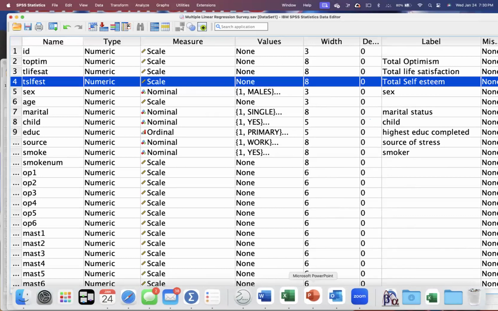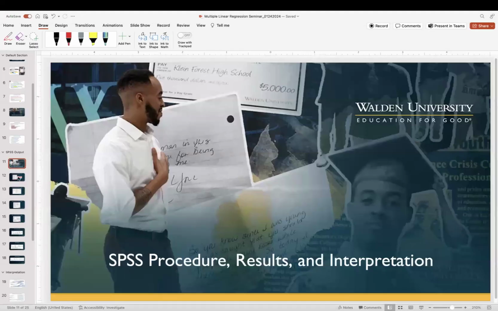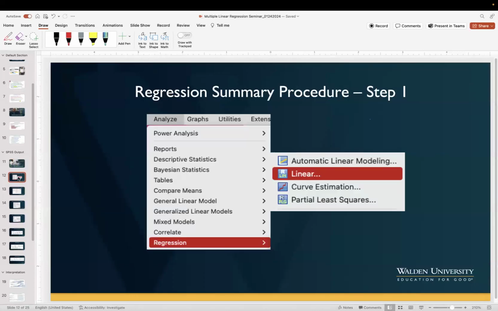Okay? So now, what happens in SPSS, and we'll do this live in SPSS, is you're going to go into the Analyze command, and then you'll see Regression, and then from Regression, Linear. Very simple. Analyze, Regression, and Linear, because we're doing multiple linear regression.